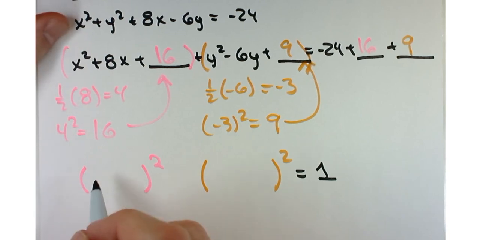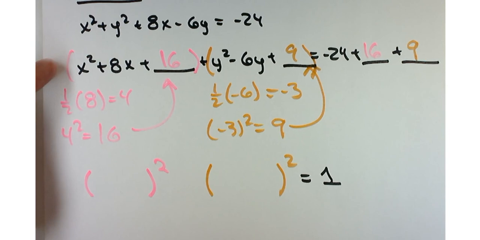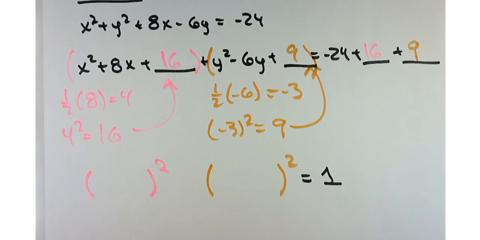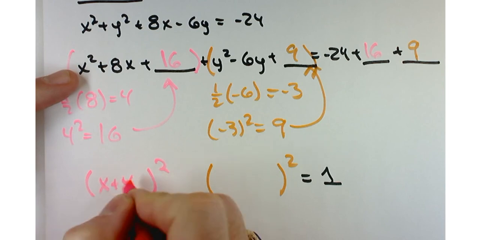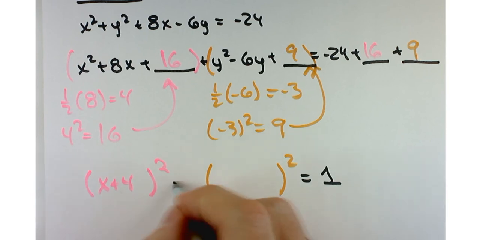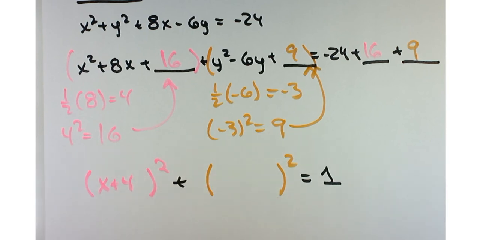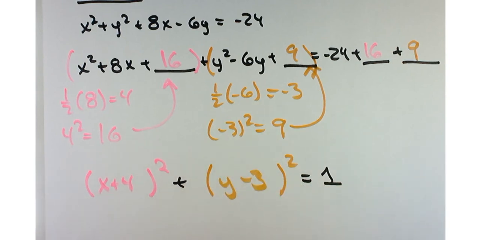Gustavo, what do I square to get this? This is a trinomial. What binomial am I going to put here? X plus 4. Nice, x plus 4. Ryan, how about over here with the y's? What should I square there? Y minus 3. Cool, y minus 3. That's looking a little bit more like a circle, right?